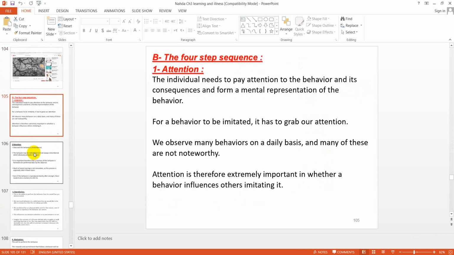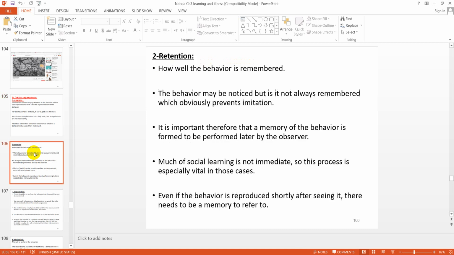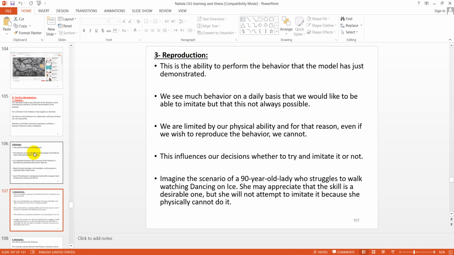This is the 4-step sequence. Number 1, attention: the individual needs to pay attention to the model. Number 2, retention: the individual should remember the action done by the model. Then we have reproduction.